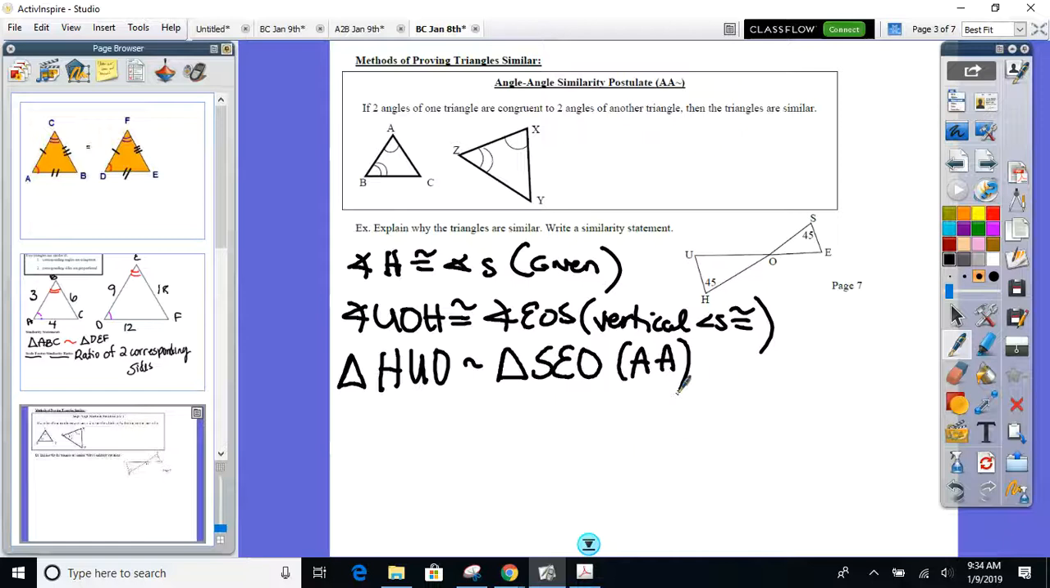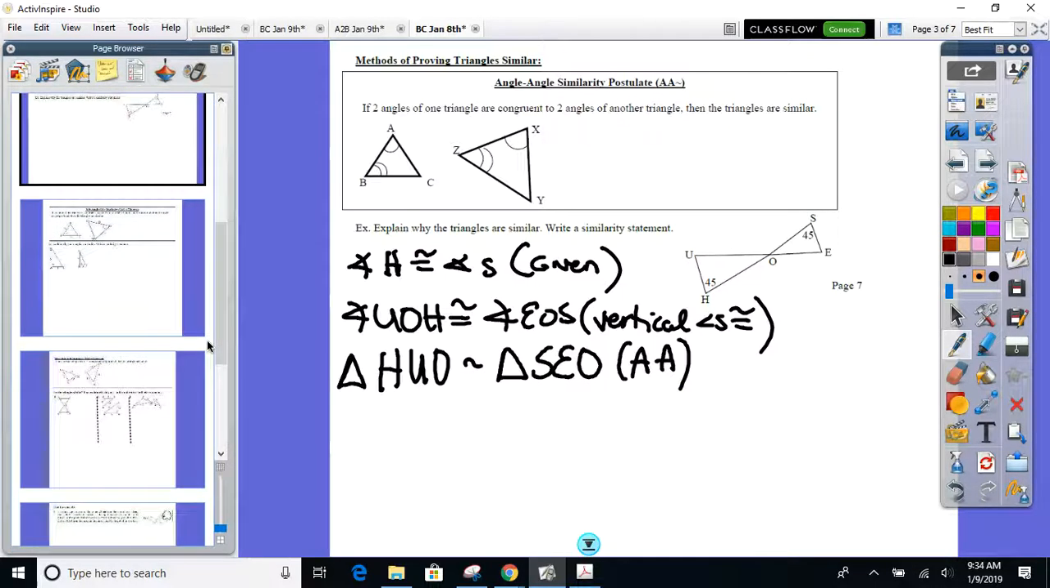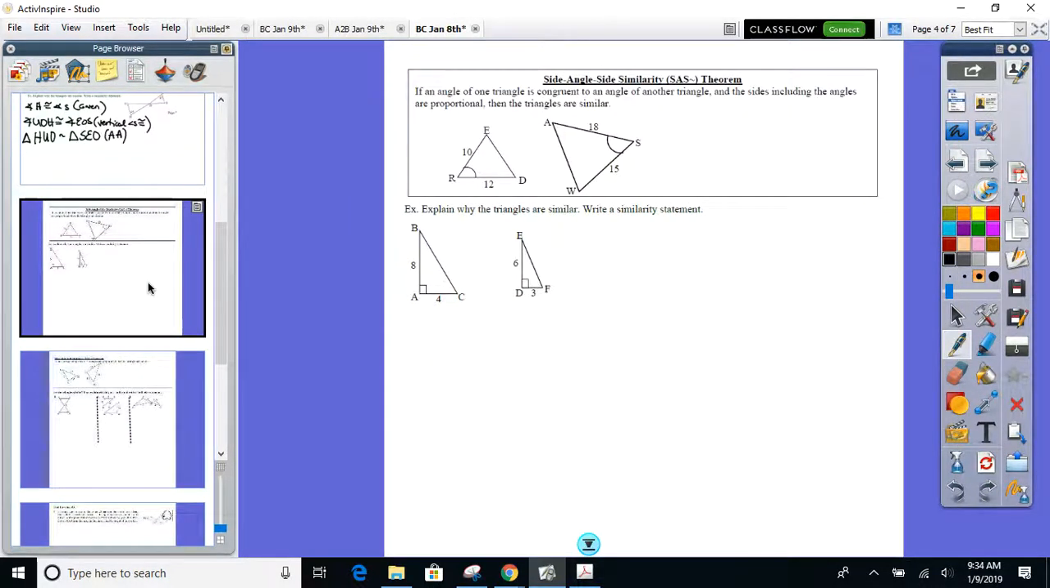Angle, angle. All right. Yeah, Thomas. Correct. Using angle, angle. Yep. Anything else from you guys? All right, there's method 1. Method 2 of proving them similar should look pretty familiar. Yeah? Side, angle, side.